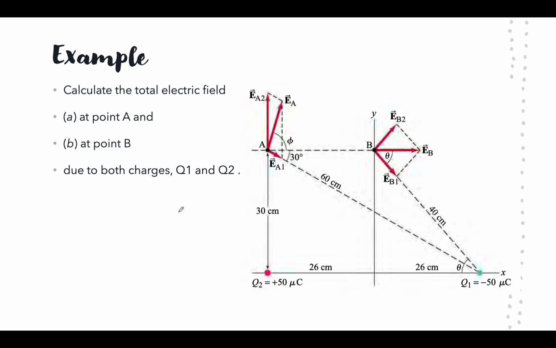So let's look at a third example here. This one's a little bit more tricky, as you can see just by the diagram. Here we're trying to calculate the total electric field at point A and at point B due to the charges Q1 and Q2. Now, a lot of this diagram is already solved for us, which makes things a little bit simpler. But pause the video here, take a couple of minutes, and see if you can solve this example.